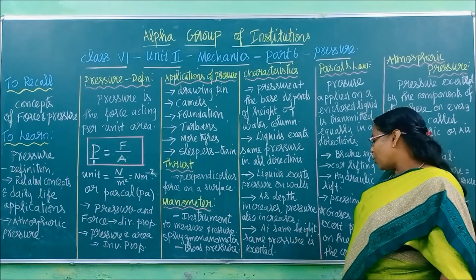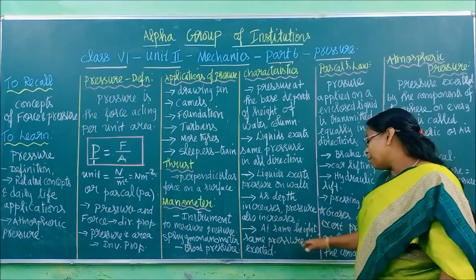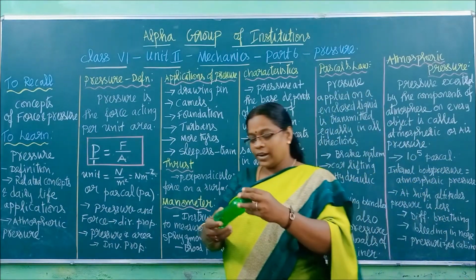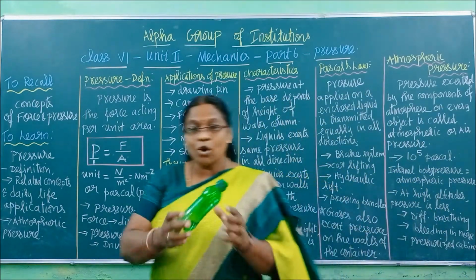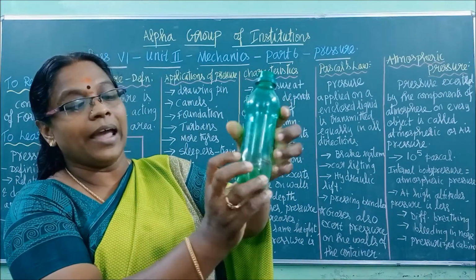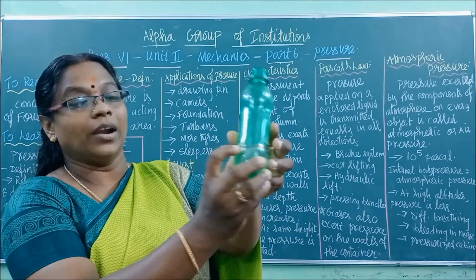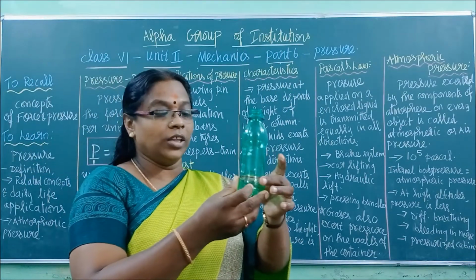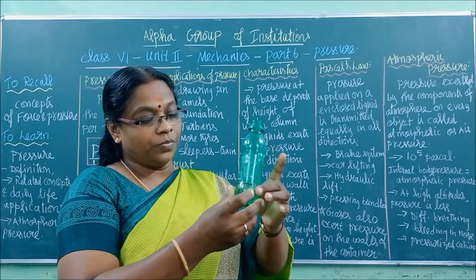What is the next point? At the same height, the same pressure is exerted. For that I have another water bottle here, and I have made holes at the same height, 3 holes here, 1, 2 and 3. Now I am going to block these 3 holes also.